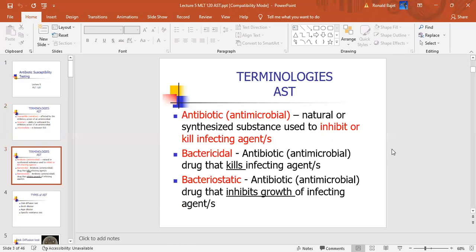Antimicrobial and antibiotic, those terms are interchangeable. It's a natural or synthesized substance used to inhibit or kill infectious agents. Okay. Bactericidal is an antibiotic or antimicrobial that kills infecting agents. Bacteriostatic, basically, doesn't kill, it just inhibits the growth. Okay.